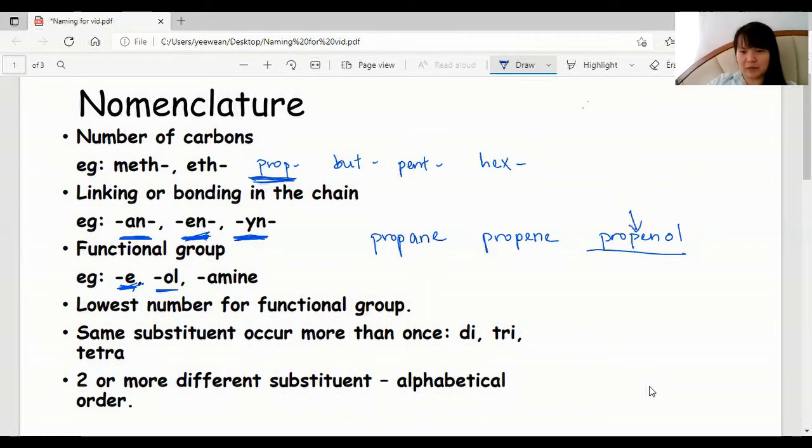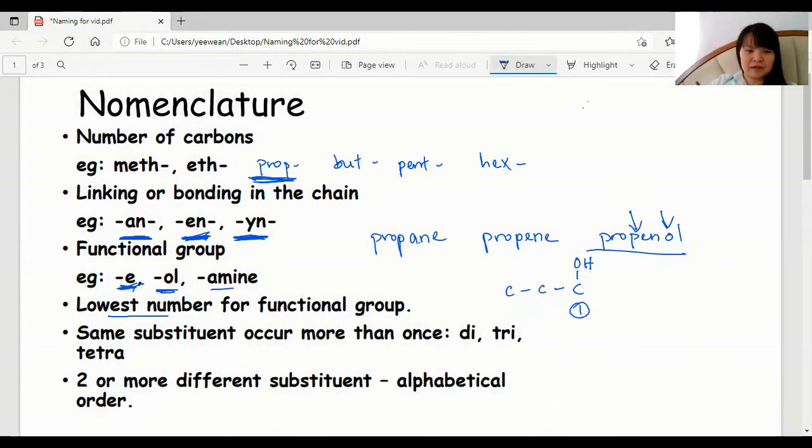So you need to put some numbers in between to indicate where the double bonds or the functional groups are. Next rule, we need the lowest number for the functional group. So for example, this would mean that the alcohol, the OH, is at number 1. If we count from the other side, 1, 2, and 3, then we would think the alcohol is at number 3. So we don't do that. Lowest number for the functional group. This is number 1.